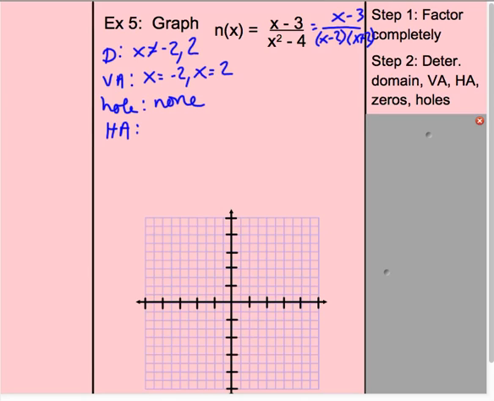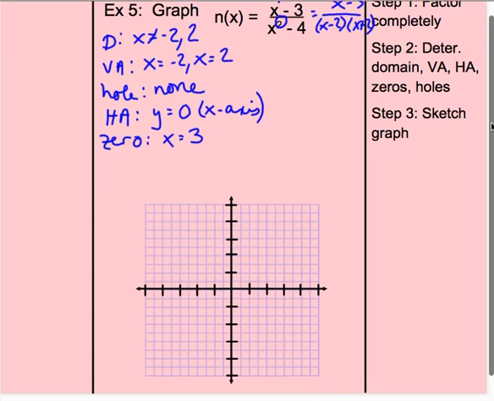Horizontal asymptote, let's look at the degree of the numerator, which is 1. Degree of the denominator is 2. When the degree of the numerator is less than the degree of the denominator, horizontal asymptote is y equals 0, or the x-axis. And the zero, where the numerator equals 0, is at x equals 3.